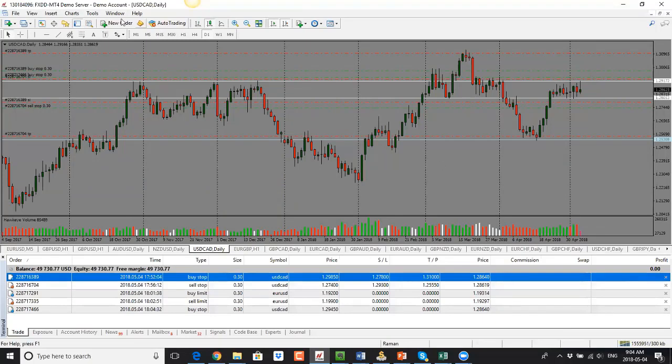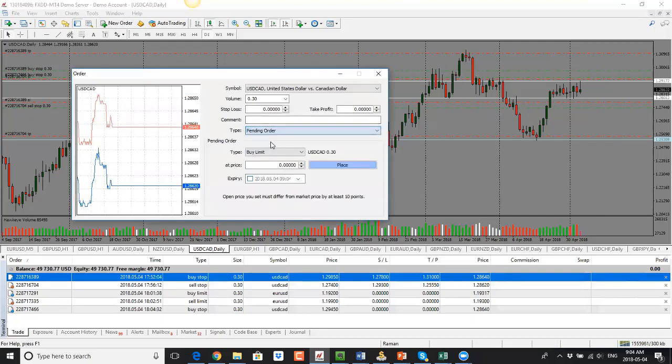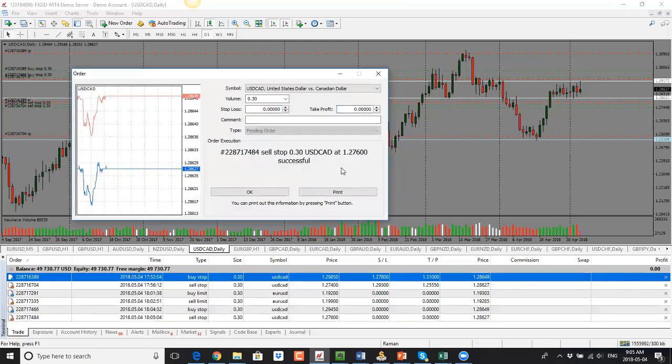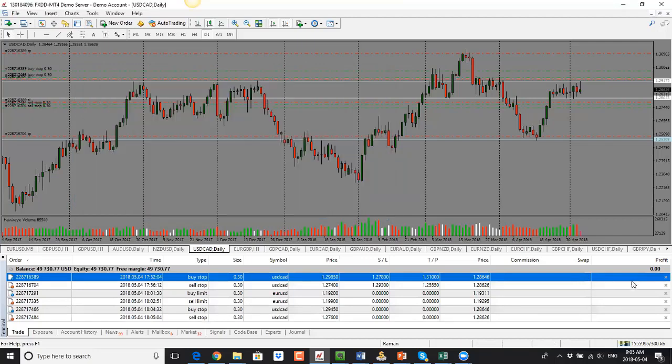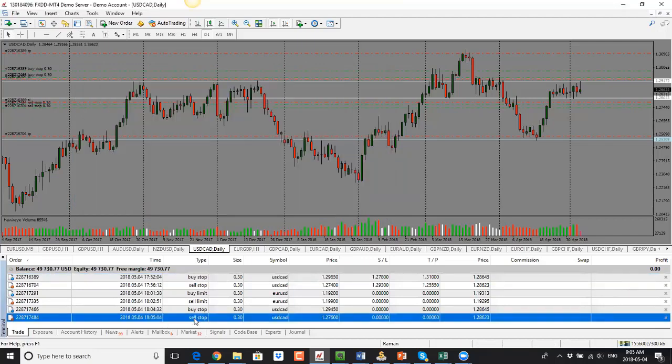And then if you want to sell below the current price, we'll go pending order, type sell stop, and here we will give it, let's say, 1.2760 will be the place we want to place the order. You can enter your stop loss and take profit targets, click on place, it will give you confirmation. And if you come down here, it will give you the sell stop. So you can have multiple orders in. There's no restriction around how many you can have, but it's better not to go crazy. So this is how you would place it.